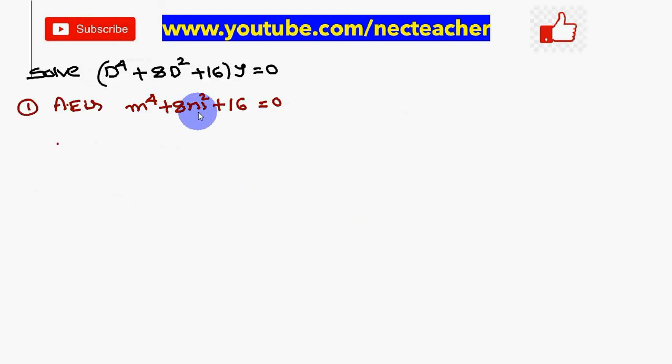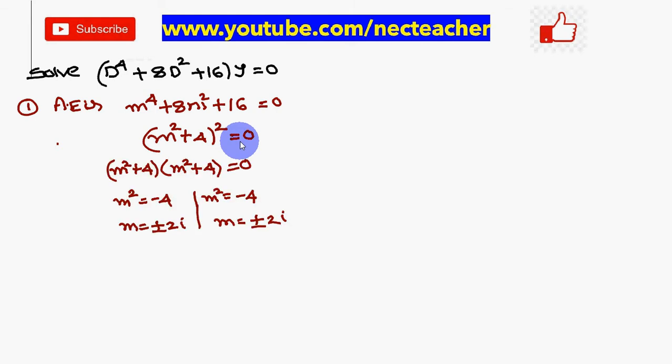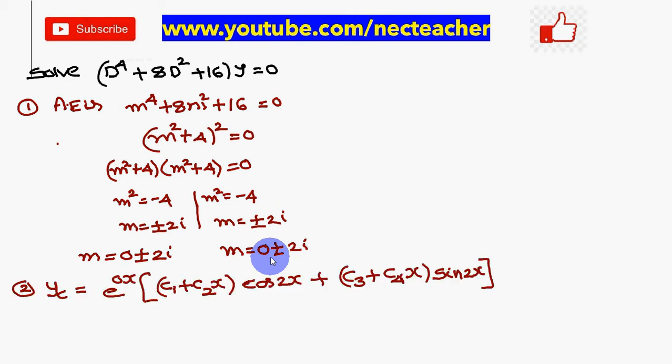m power 4 plus 8m square plus 16 is equal to 0. This you can write as (m square plus 4) whole square is equal to 0. That means (m square plus 4) into (m square plus 4) is equal to 0. That means you are going to get plus or minus 2i as the roots. So repeated roots that are also complex, you can rewrite as e power 0x into [(c1 plus c2 x) cos 2x plus (c3 plus c4 x) sin 2x].